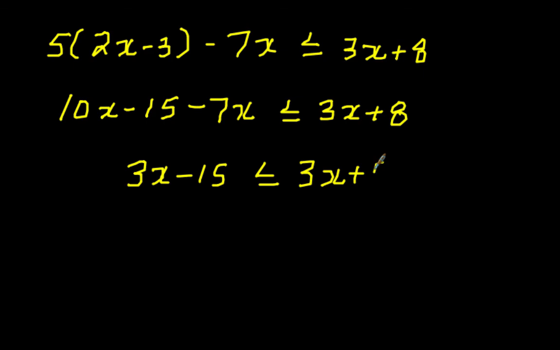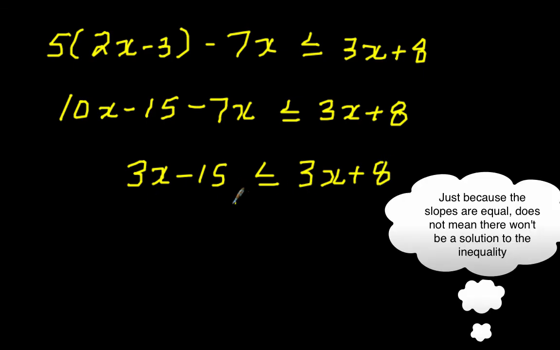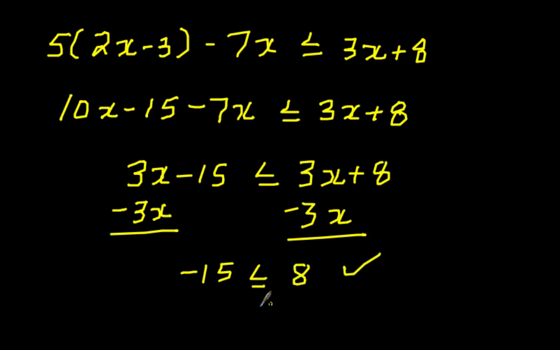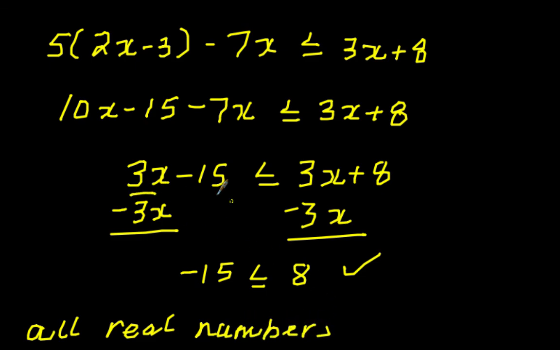Now you could say, well, look, the slope's the same, there's no solution. Let's be careful. Let's solve this out by subtracting 3x from both sides. And we get negative 15 is less than or equal to 8. That is a true statement. So in this example, now I get a true statement, and the solution is all real numbers. Any number will work for this. So there's a big difference there. Notice the slopes were the same, 3 in this case, but when we simplified it, we actually got something that is always true.